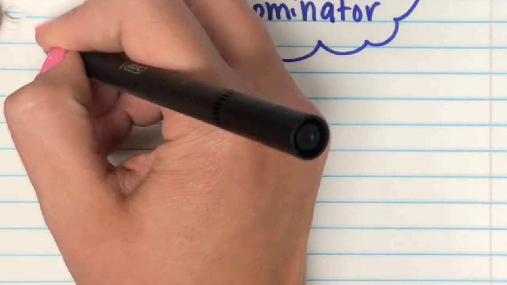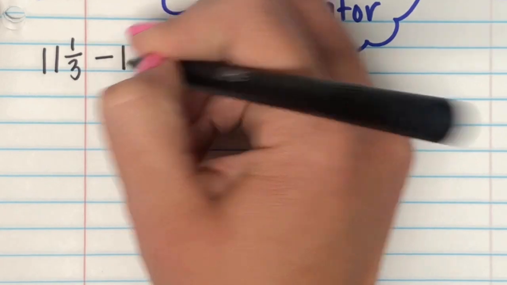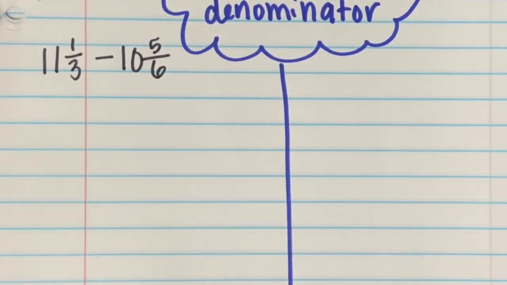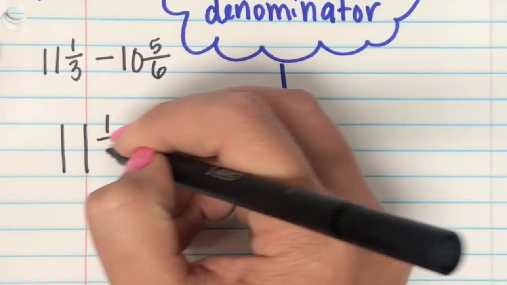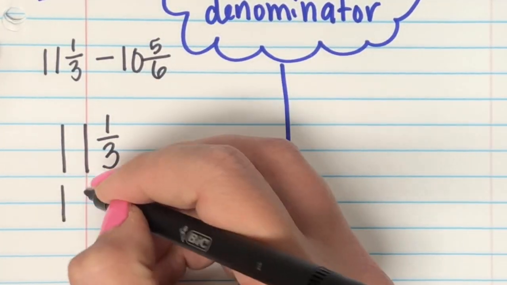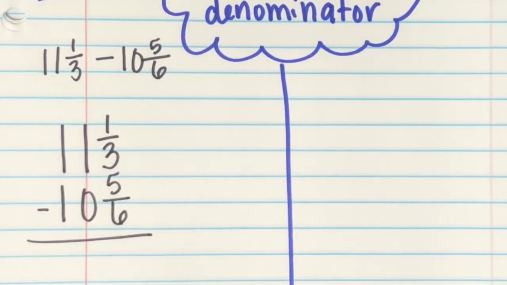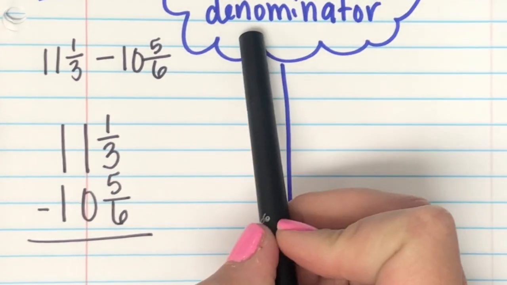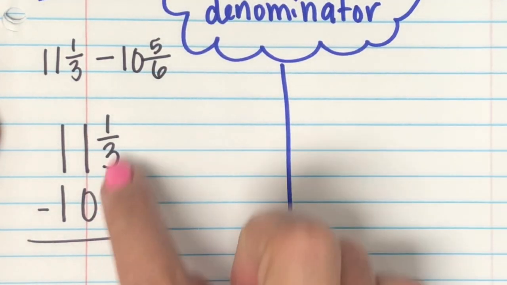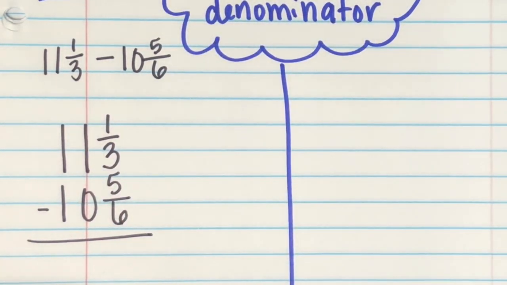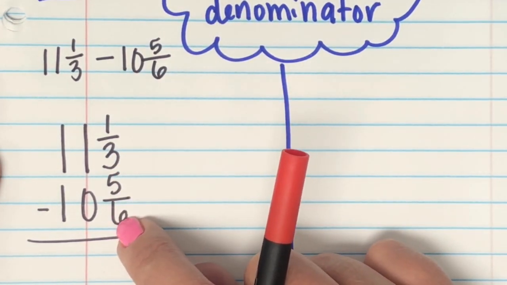So this one we're going to do 11 1/3 minus 10 5/6. 11 1/3 minus 10 5/6. So we're going to start with 11 1/3. I'm going to rewrite it, 10 5/6. And that's going to be our subtraction problem. Again, the very first step, always find a common denominator. These guys do not have a common denominator right now. Again, if you cannot find one, you're welcome to do 3 times 6, and your common denominator could be 18.